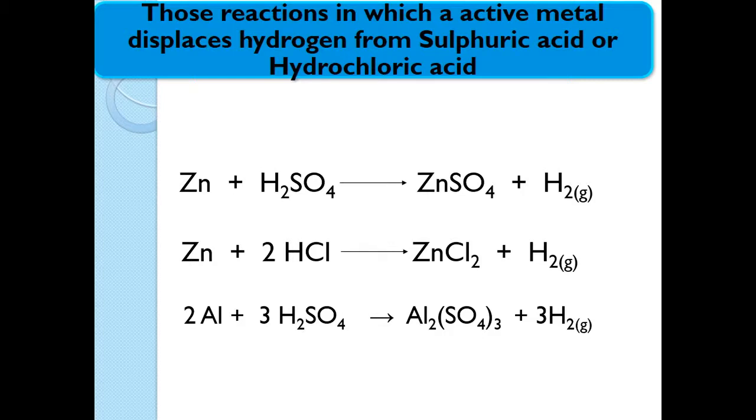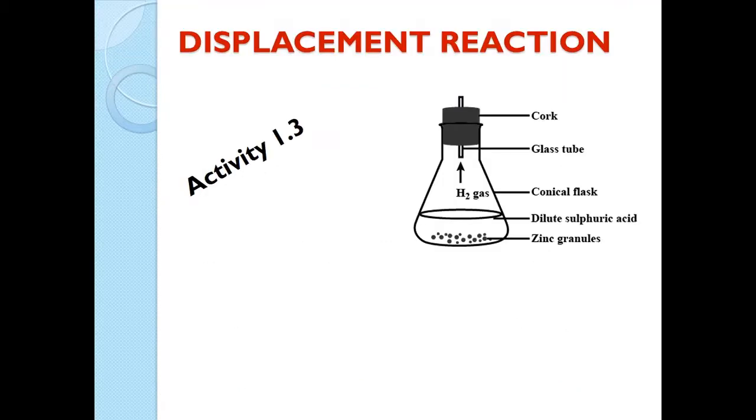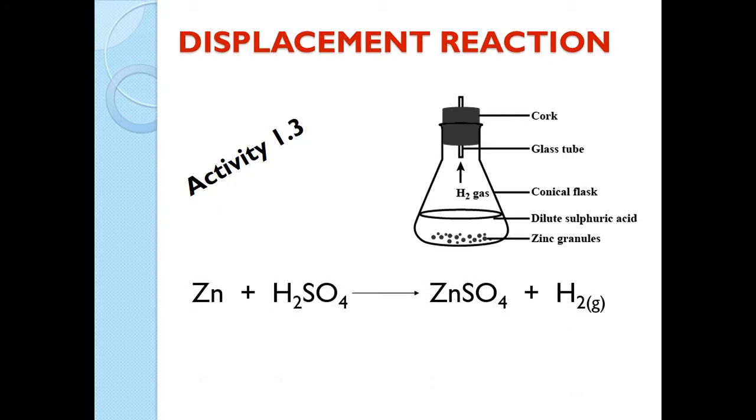Those metals which are placed above hydrogen in the activity series can displace hydrogen from mineral acids. Copper and silver will not give such kind of reactions, as these are less reactive than hydrogen and placed below hydrogen in the activity series. Just recall activity 1.3. This is actually a displacement reaction, and you also have observed that it is exothermic in nature.